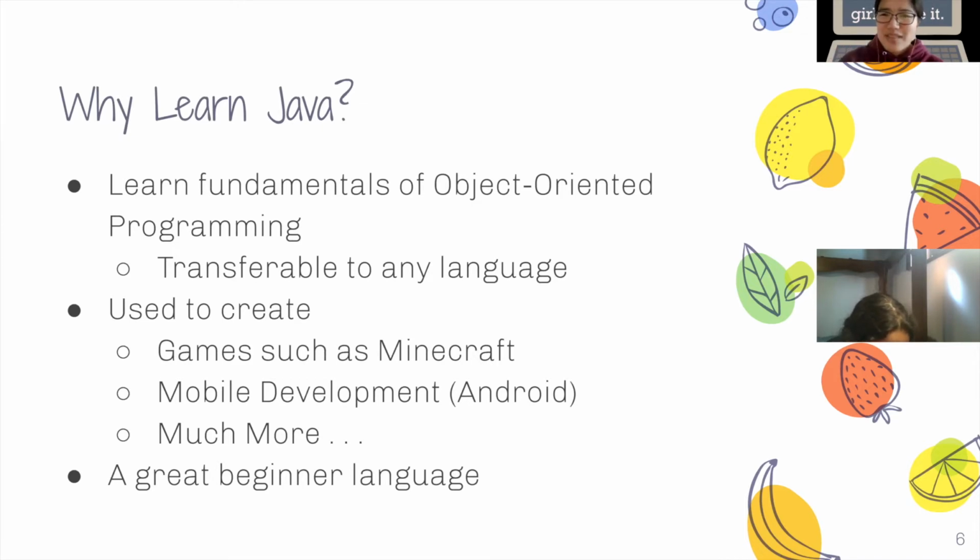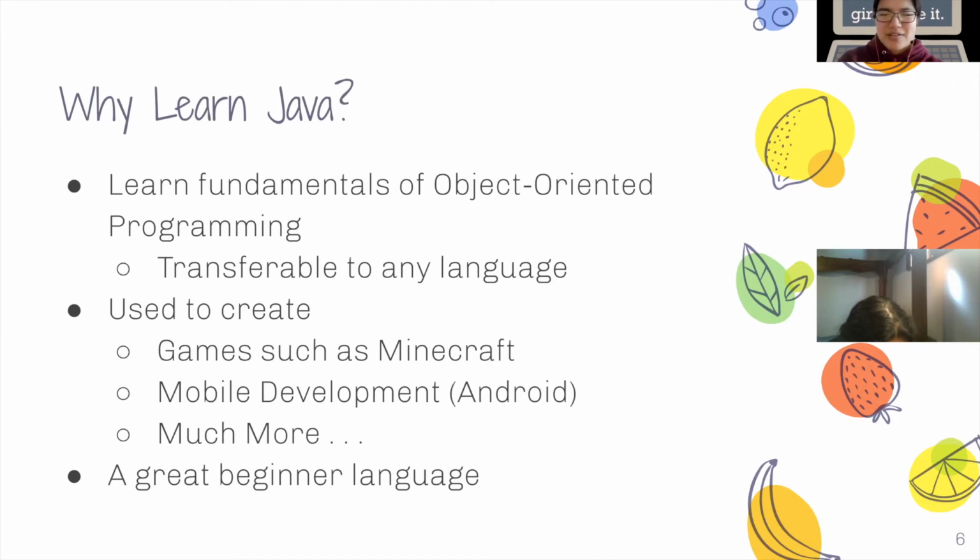You can also make mobile apps. A lot of Android apps are actually made in Java. And there's so much more. You can make entire programs that are really complex just in Java itself. And finally, it's a great beginner language. A lot of college courses actually use Java as their intro to programming classes.